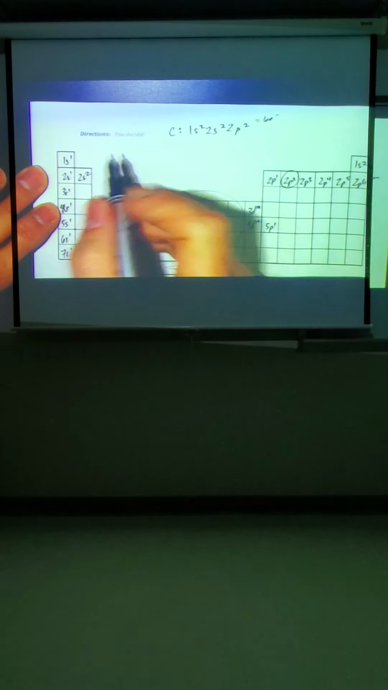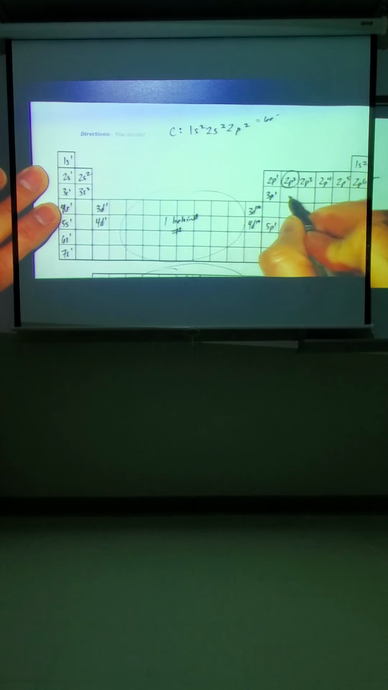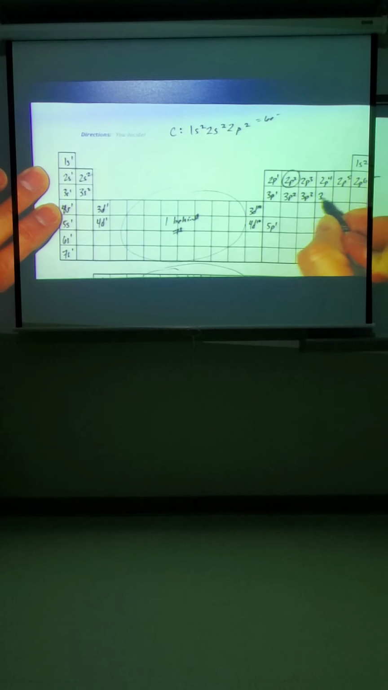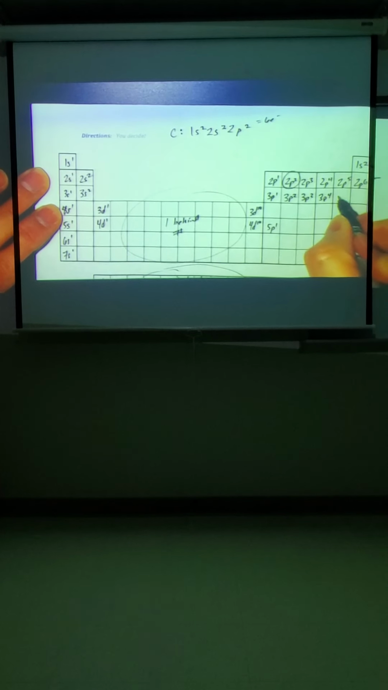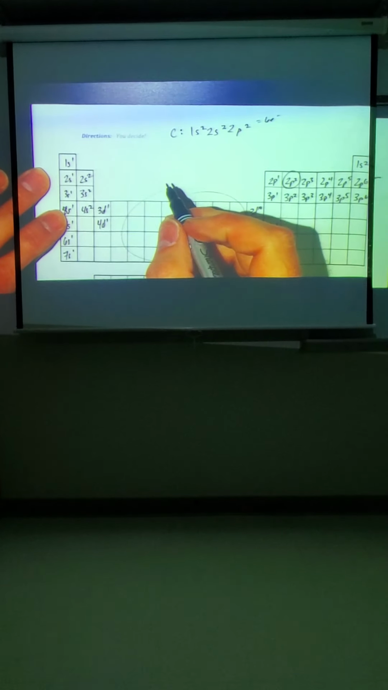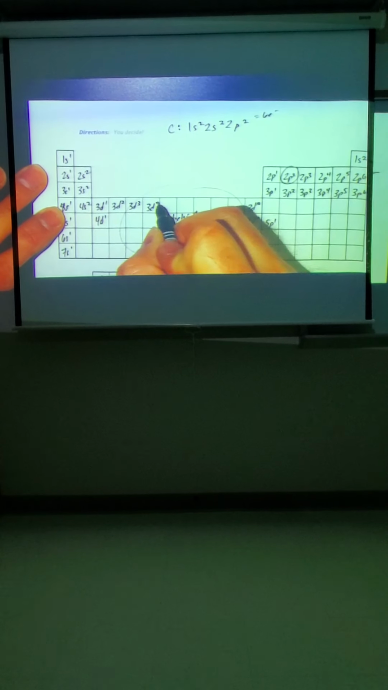Let's go ahead and fill this in with a 3s2, 3p1, 3p2. This is giving you all the answers. 3p3, 3p4, 3p5, 3p6, 4s2. And let's try to get to that iron example we saw a moment ago. So 3d2, 3d3, 3d4, 3d5, and 3d6.